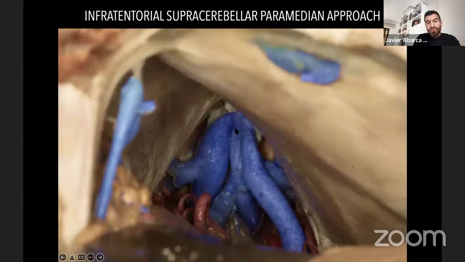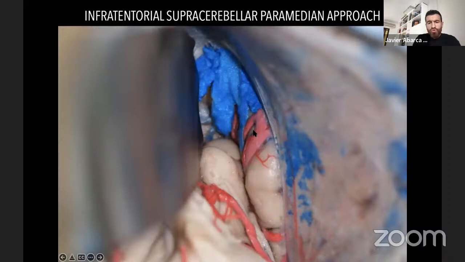This is another surgical view to show you the relation of the posterior incisural space with the parahippocampal gyrus, the most posterior part of the parahippocampal gyrus. And remember, there is an approach, the supracerebellar transtentorial approach, that allows us to deal with tumors located in this posterior part of the parahippocampal gyrus.